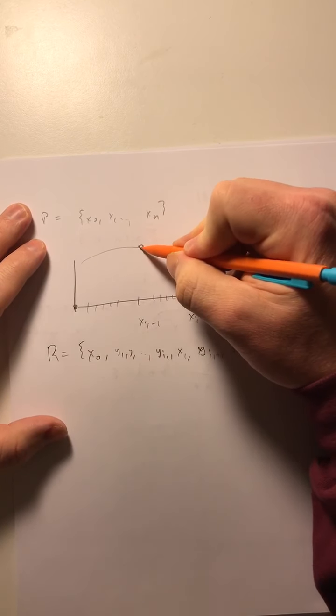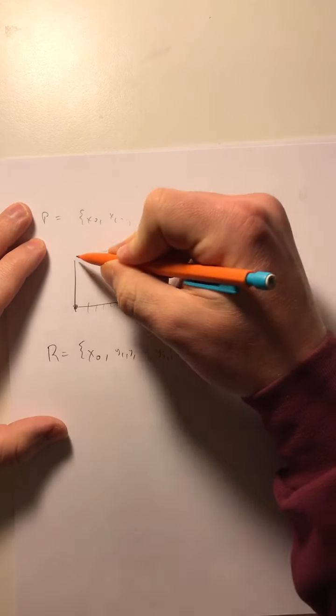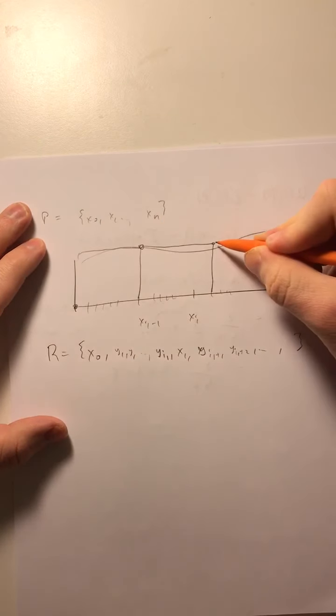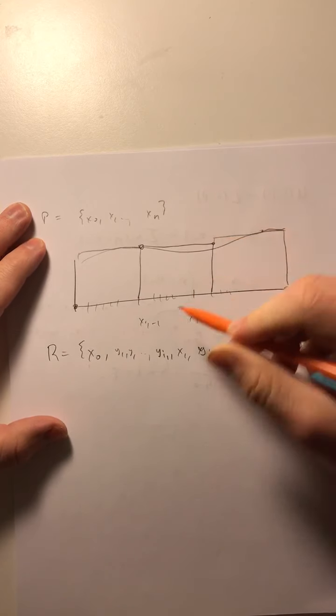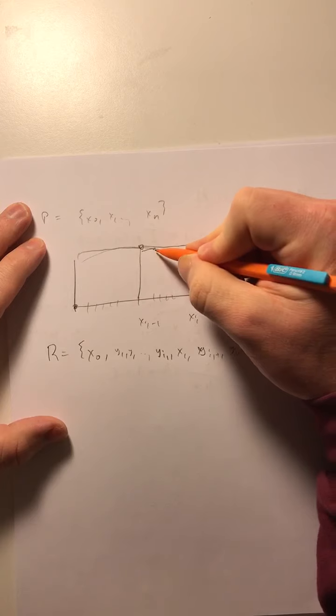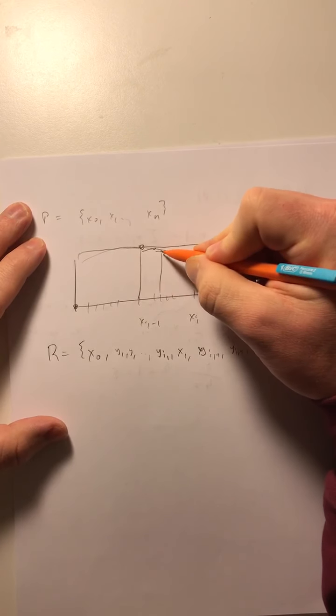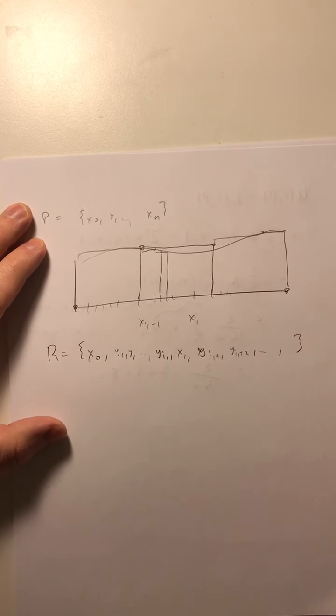And so for my partition P, I'm going to have rectangles that look like this. Okay. And then for my partition R, I'm going to have rectangles that look like this that break at every one of these smaller integrals with the new endpoints.